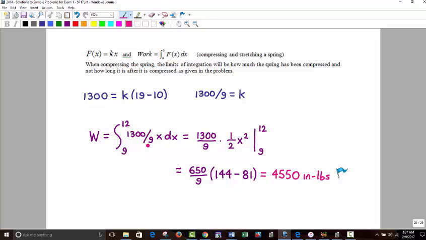Now you integrate 1300 over 9 x dx. So 1/2 x squared. The fraction reduces to 650 over 9. 12 squared is 144, 9 squared is 81, and we end up with 4,550, whatever, inch-pounds. Obviously, that's not a big deal.